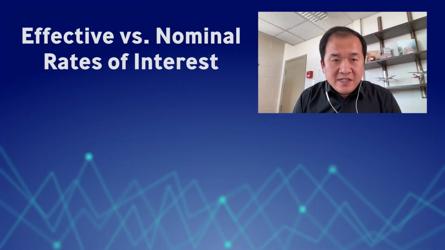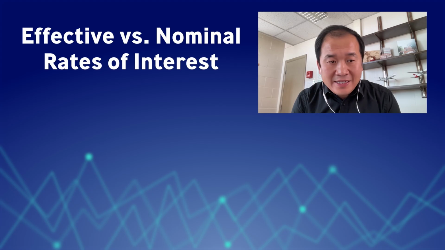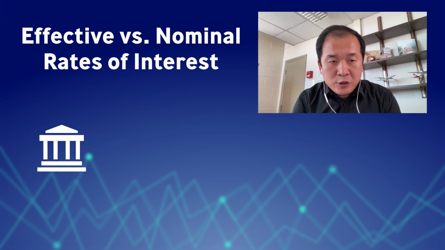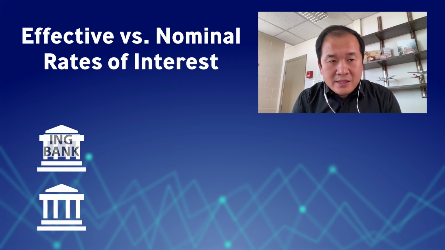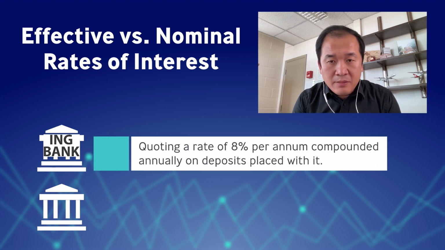Let's look at the effective versus nominal rates of interest. To explain the difference between these two concepts, first let's look at an example. Suppose we have two different banks. The first bank is ING Bank. They're quoting a rate of 8% per annum compounded annually on deposits placed with it. That means you deposit money with ING Bank, they will calculate the interest once per year, and the annual rate, which is the nominal rate of return, is 8%.